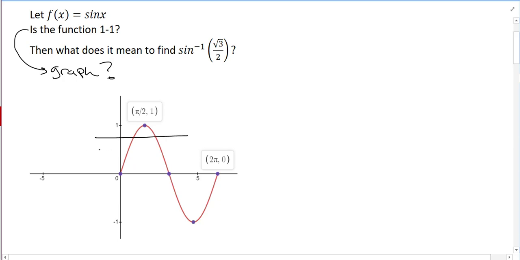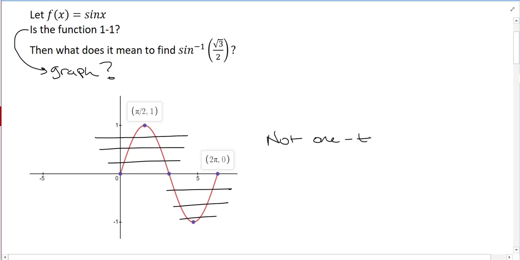And in this case, if you start drawing horizontal lines, notice that this definitely does not pass the horizontal line test. So this is not 1 to 1 in its domain. So that means that it doesn't have an inverse, at least not in this domain, from 0 to 2 pi. So my second question is then, what does it mean to find sine inverse of root 3 over 2?